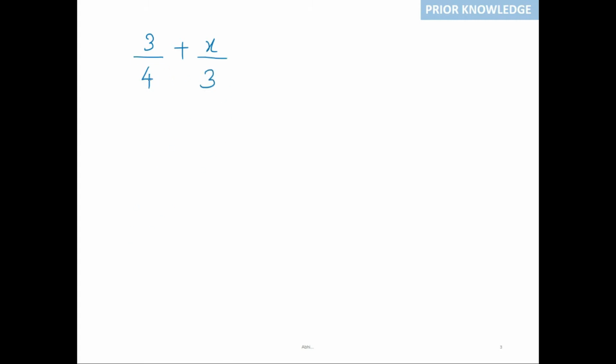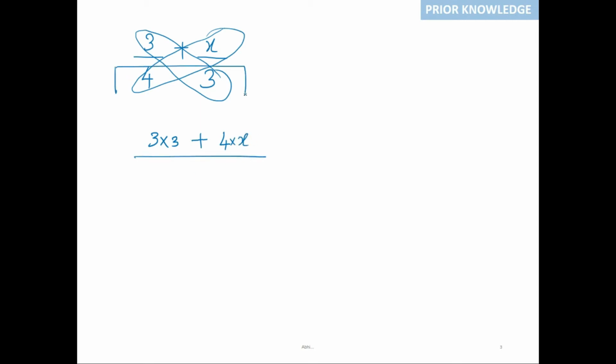Now in this case you can see the denominators are different. So I'll be using the butterfly method where I'll be multiplying 3 by 3 plus I have 4 multiplied by x, and my denominator is going to be 4 multiplied by 3. So this is the butterfly method which you can use. I'll call this method 1.